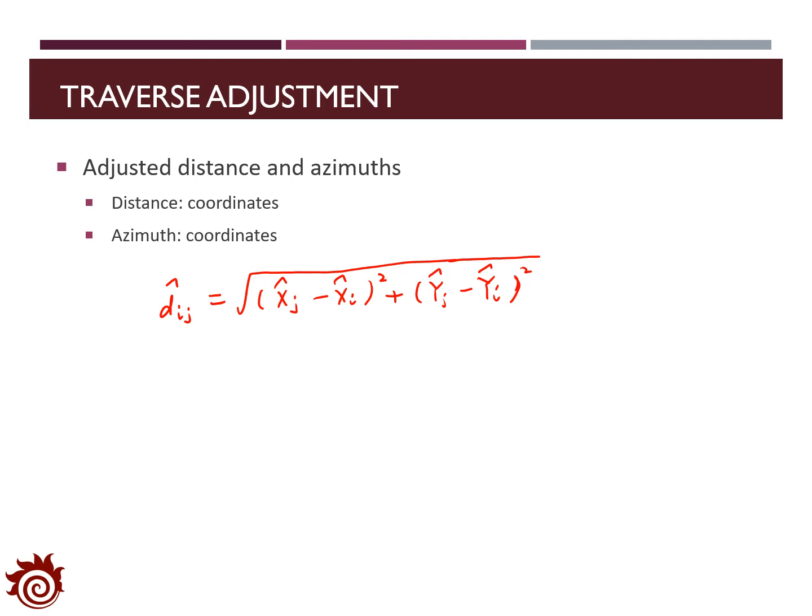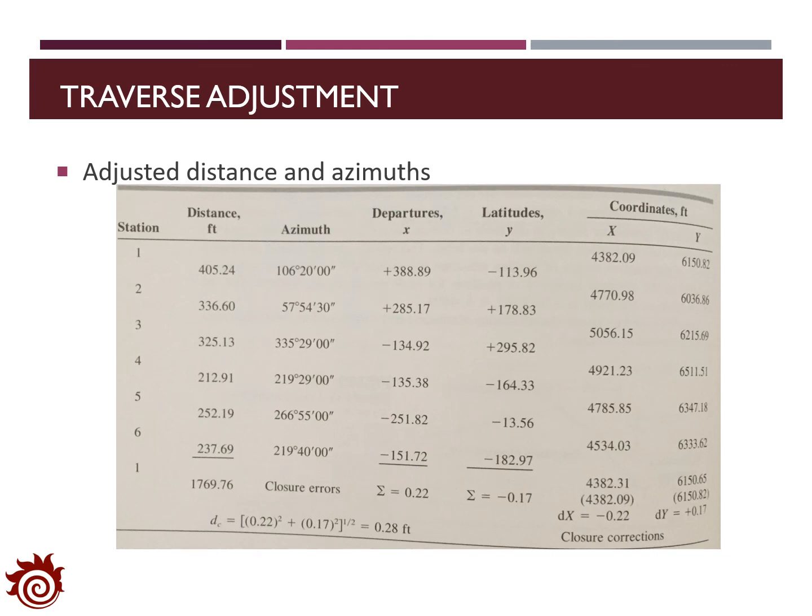Similarly, for the azimuth, we have the adjusted azimuth as the arctangent of xj hat minus xi hat over yj hat minus yi hat. Now let's see the example of the closed loop traverse to see how we can adjust the distance and azimuth.